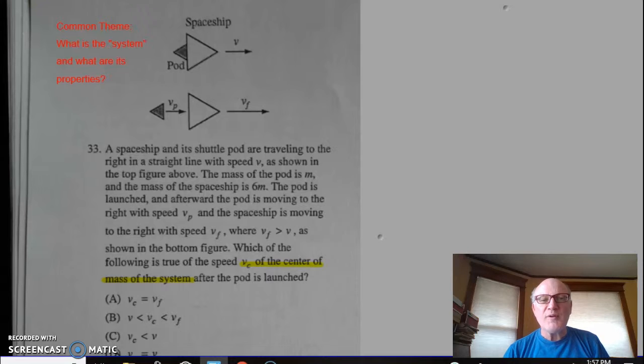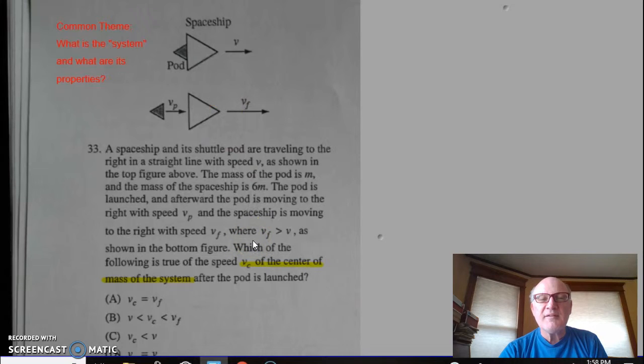Okay, so in this first one, question 33, we've got a spaceship with a detachable pod that's moving to the right with a velocity of v. And you get some information about the mass of the pod and the mass of the spaceship. And then the pod is released with some velocity still to the right. And the spaceship itself is now moving to the right with a velocity vf, which is greater than v. V was the velocity of the collective spaceship and its pod.